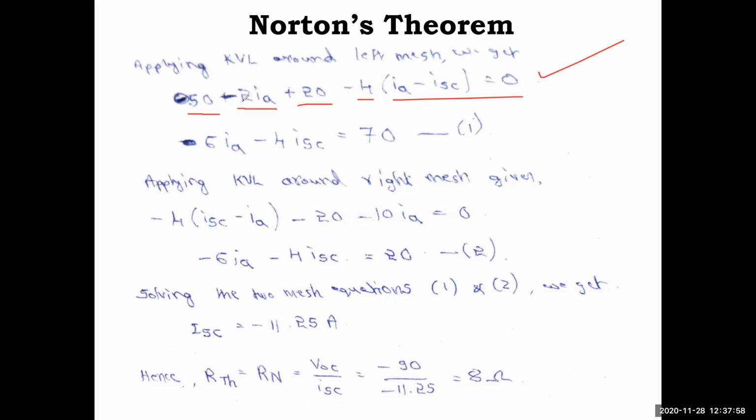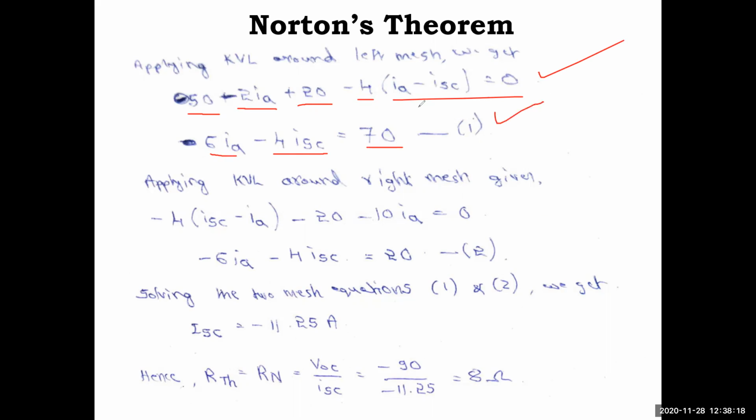So simplify this now, minus 2 IA minus 4 IA, it is 6 IA. Take it to the right side, and then minus 4 ISC plus ISC. If I take it to the right side, it will become minus 4 ISC equal to 50 and 20 added here, they are in the same place, 70. Make it equation 1.